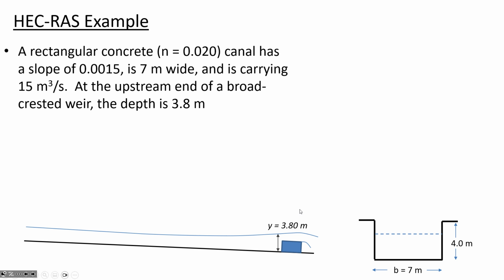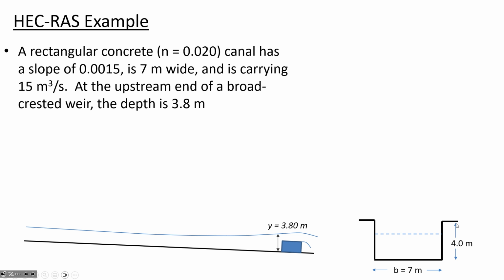But here's what we're going to look at. This same 3.8 meter water depth upstream of the weir, and we have a rectangular channel. So let's look at the geometry of the rectangular channel that's described. It's 7 meters wide, and the channel itself has a height of 4 meters. And so just upstream of the weir, the water is up to 3.8 of the 4 meter height. So it's not spilling over the edges. We still have a little bit of headroom above that water.